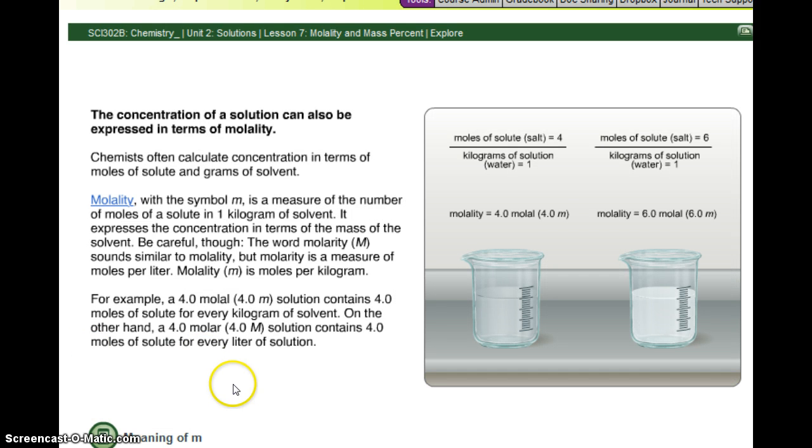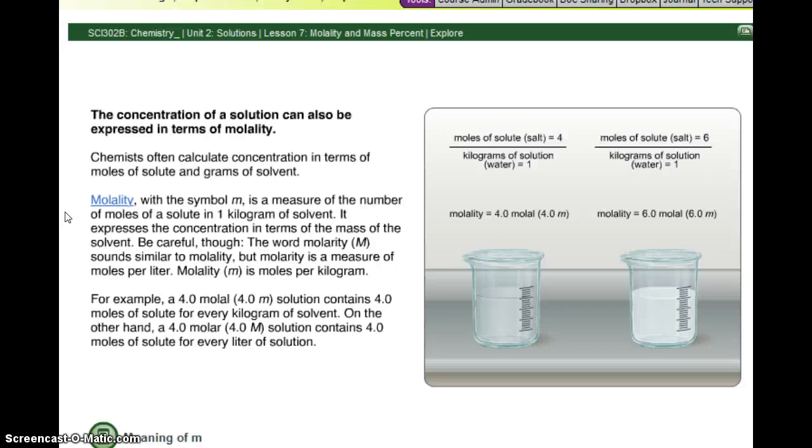All right. The concentration of a solution can also be expressed in terms of molality. Chemists often calculate concentration in terms of moles of solute and grams of solvent. So like moles of salt, grams of water. Molality, with the symbol m lowercase italicized, is a measure of the number of moles of a solute in 1 kilogram of solvent. It expresses the concentration in terms of the mass of the solvent.